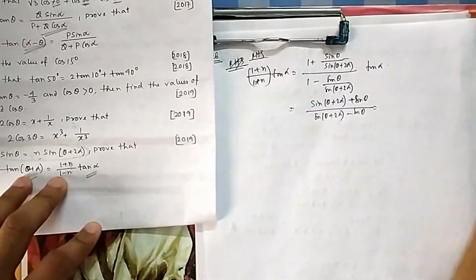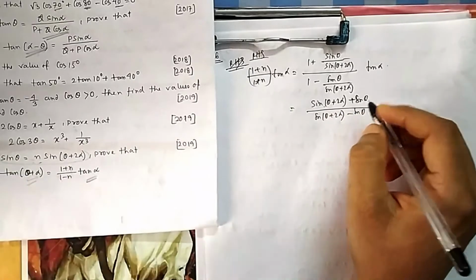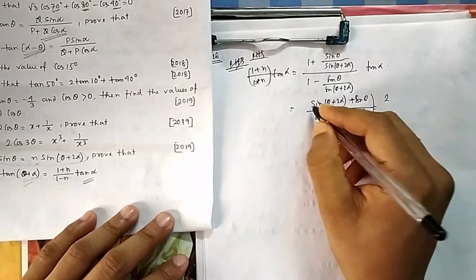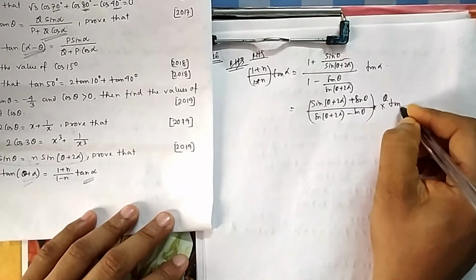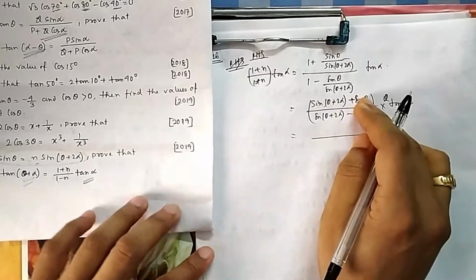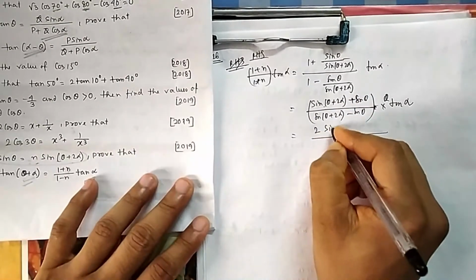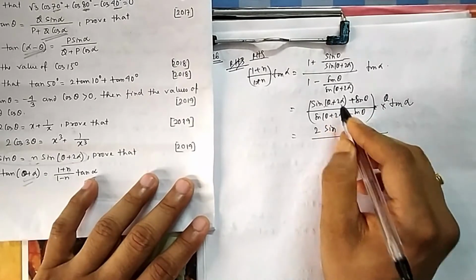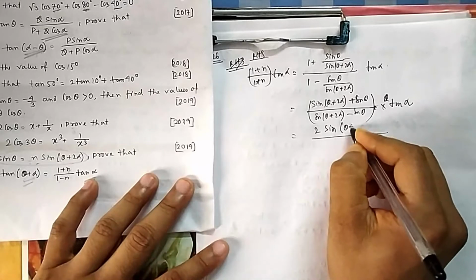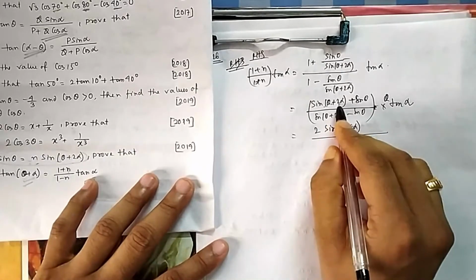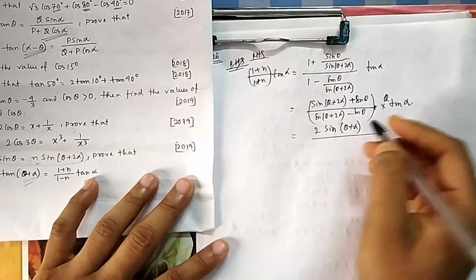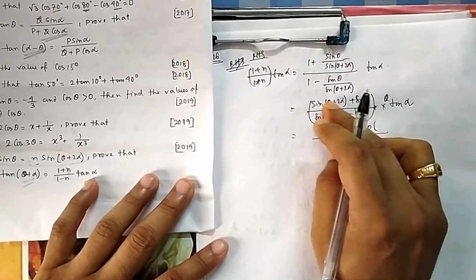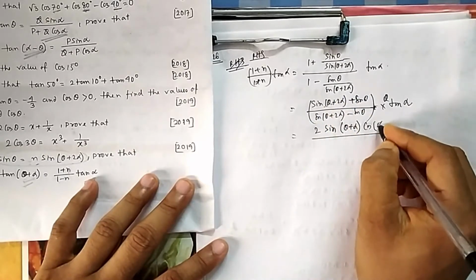So you can now apply sin c plus sin d. What is sin c plus sin d? It is 2 sin c plus d by 2, and multiplied by cos c minus d by 2. So this plus this: theta plus theta, 2 theta plus 2 alpha divided by 2, so ultimately it will be theta plus alpha. So sin of c plus d by 2, and then cos of c minus d by 2. So this minus this: theta theta get cancelled, so 2 alpha by 2 will be alpha.